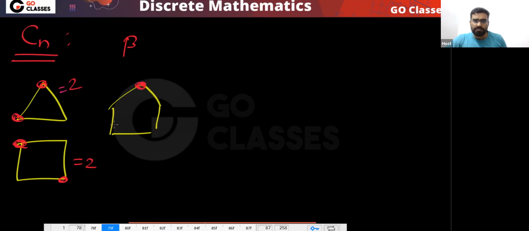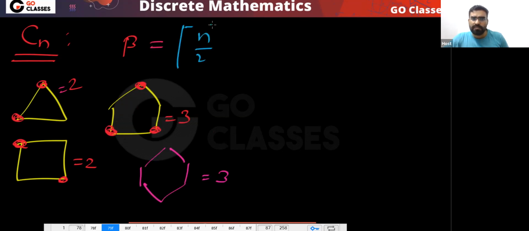Here, this vertex and this vertex, can they cover all the edges? No, they cannot. So here you need 3. And if you have 6, then you need 3. Here also you need 3. So what should beta be? Beta should be ceil of n by 2, right? Because when you have C5, then you need 3 vertices. So this will be your beta.